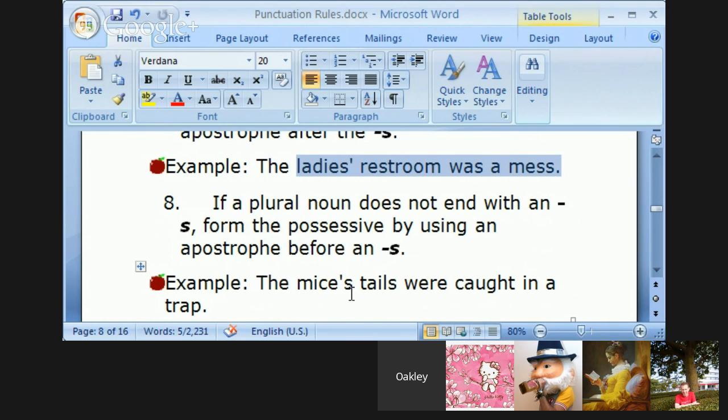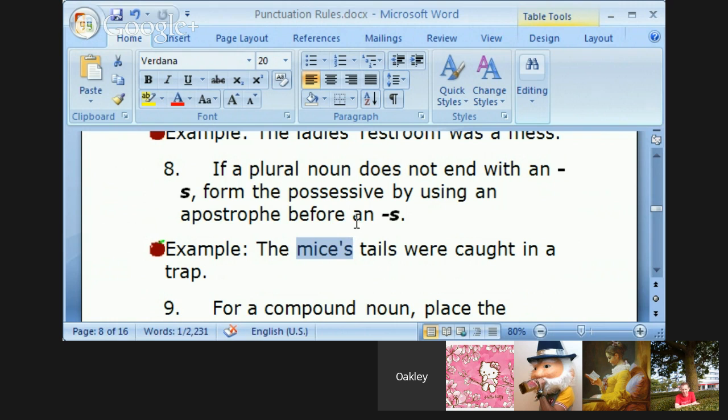The mice's tails. But here it would be pronounced the mice's, what? The mice's tails were caught in a trap. That seems weird to me. Okay, yeah, I guess that's right. The mice's tails were caught in a trap. A little confusing there with the speaking of it. But basically, what you have to remember, apostrophe S, unless the word ends with an S, and then you can just use an apostrophe. All right?